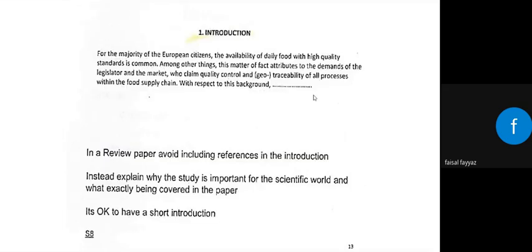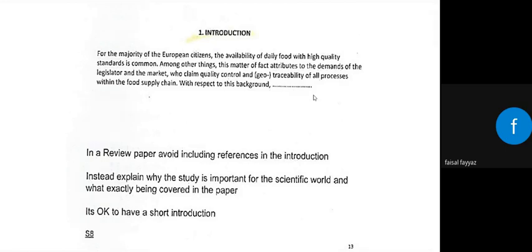It's in front of you. For the majority of the European citizens, the availability of daily food with high quality standard is common. Among other things, this matter of fact attributes to the demands of the legislator and the market, who claim quality control and geo traceability of all processes within the food supply chain with respect to this background. So you can see that in the introduction, you are only telling the detail of what you are doing and how you are going to do it. In this way, you are elaborating.